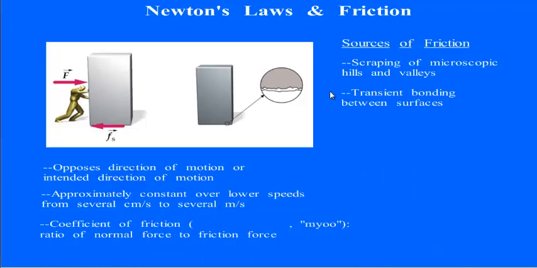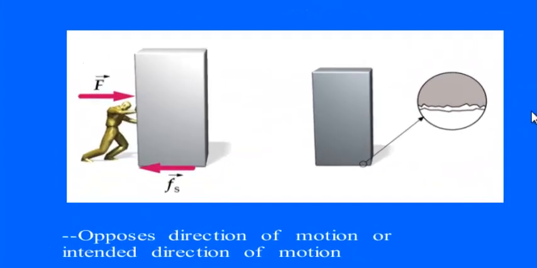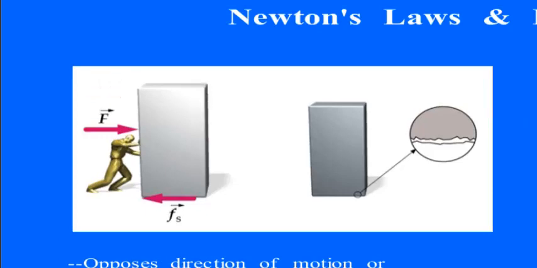Friction is a force between two solid surfaces that acts parallel to the surfaces. So in the image on the screen, you see a man pushing to the right, and you see the friction force opposing to the left. And then you see a microscopic zoom in right here, and that gives you a little bit of an idea about the source of the friction force. Now let's look on the screen.